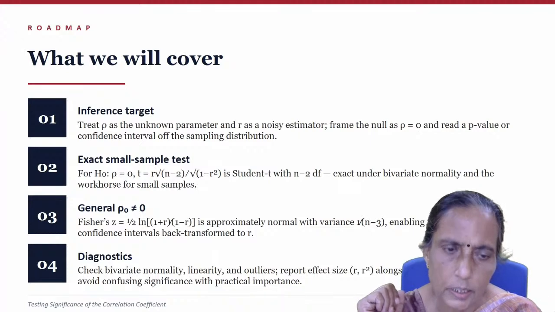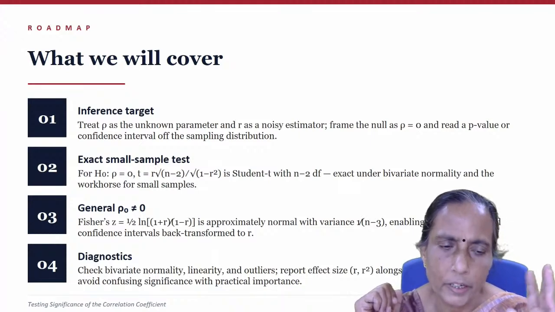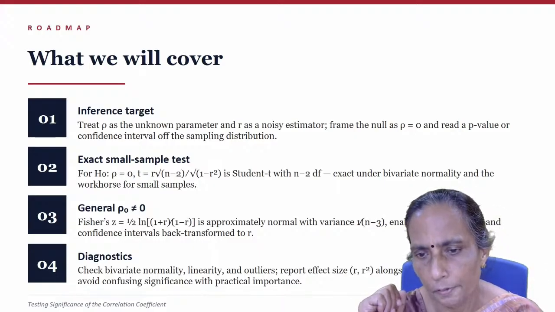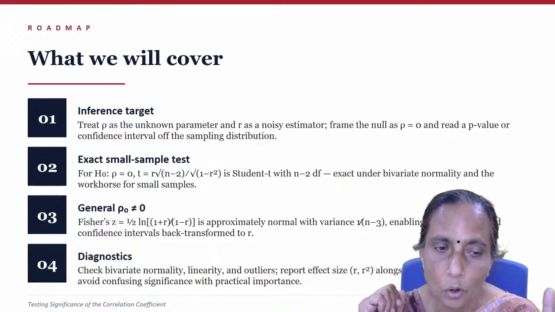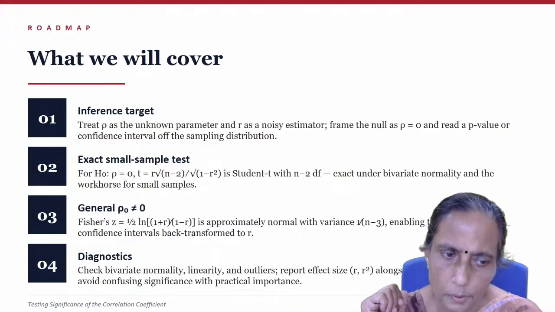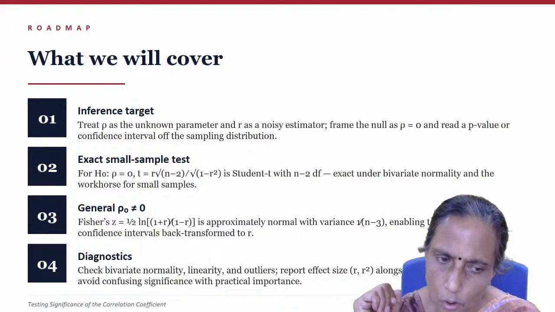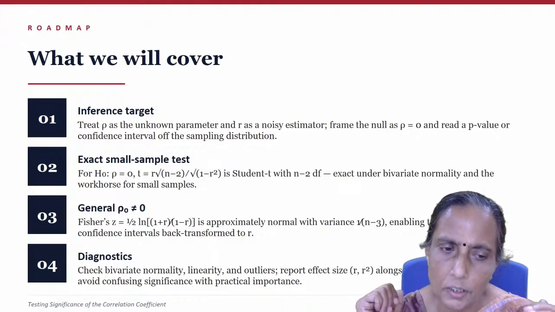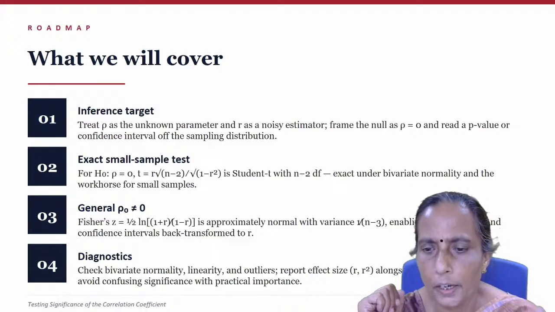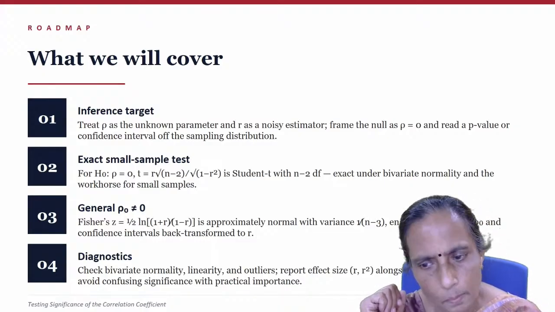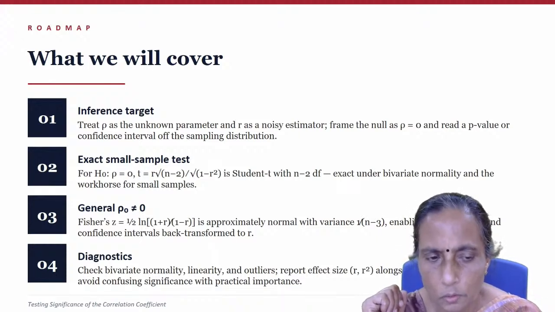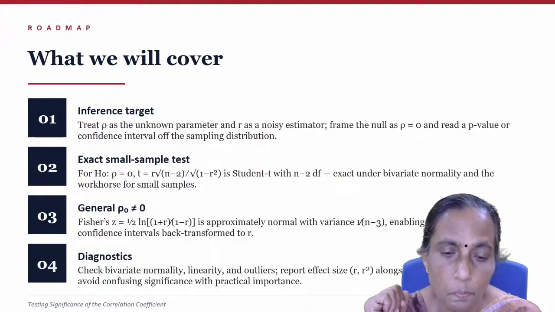The second one is the exact small sample test, that is the t-test, and it is a Student's t with n minus 2 degrees of freedom, exact under bivariate normality, and the workhorse for small samples. The third one, for general rho 0 not equal to 0, is Fisher's z, which is approximately normal with variance 1 upon n minus 3, enabling tests of rho is equal to rho 0 and confidence intervals back-transformed into R.